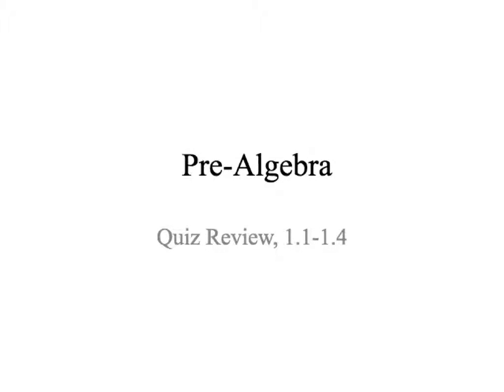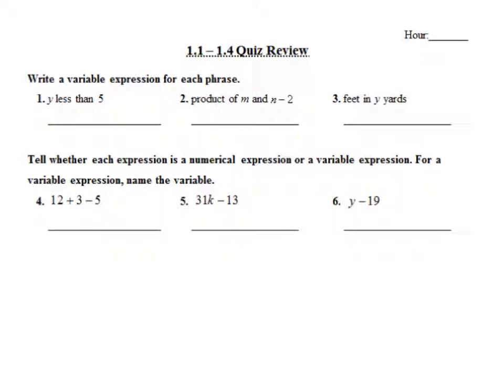These are the big ideas and the types of questions that you're going to see on your quiz. So the first one is write a variable expression for each phrase. So y less than, remember less than you have to switch the order. So it's going to be 5 minus y.